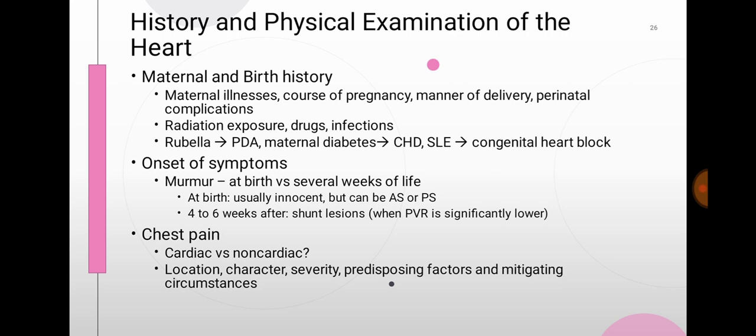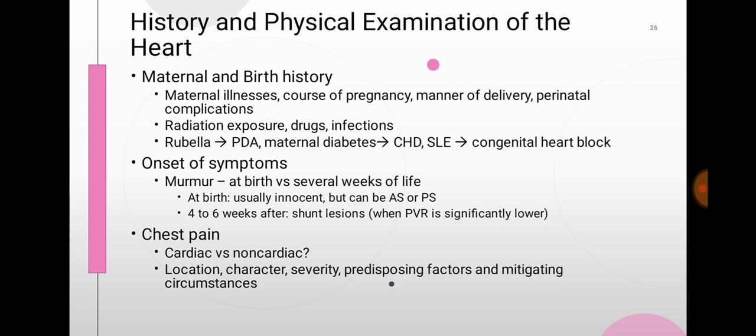Some maternal illnesses can cause cardiac problems. An example would be rubella, especially during the first trimester. If the mother has contracted rubella, it's more likely that the patient will have PDA. Another is maternal diabetes. If the mother has diabetes, it would lead to higher risk of cardiovascular diseases, congenital heart defects. If the mother has SLE, the child would most likely have a congenital heart block. Again, the drugs, as I've said earlier, isotretinoin is an important teratogenic agent.